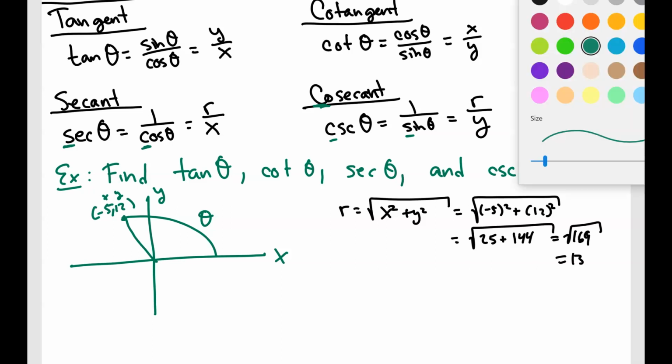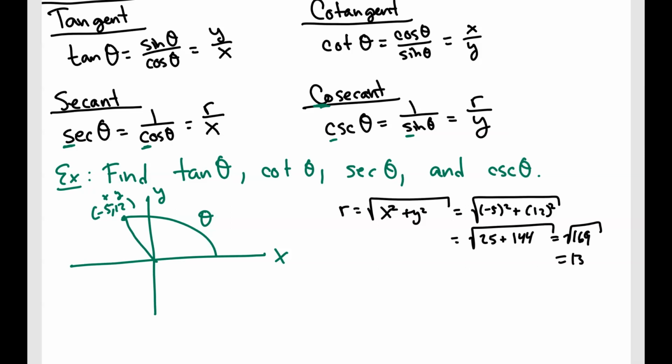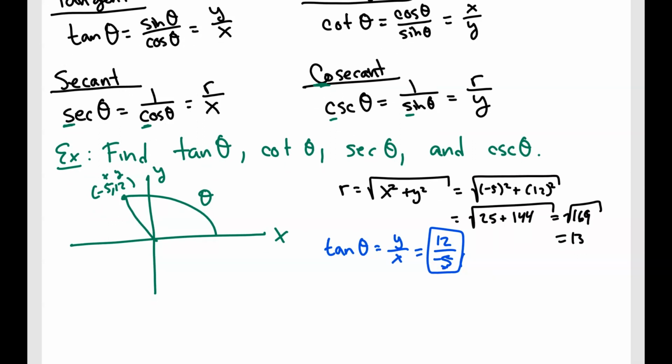Let's first start with tangent of theta. Tangent of theta is equal to y over x. The y in this case is 12 and the x is equal to -5, so that's what tangent is. Notice that I could have also found the sine and the cosine, divided them, and I still would have gotten the same exact thing. Now we're looking for the cotangent of theta. The cotangent of theta is x over y, which is -5 over 12. Notice here that these two are the opposites of each other.